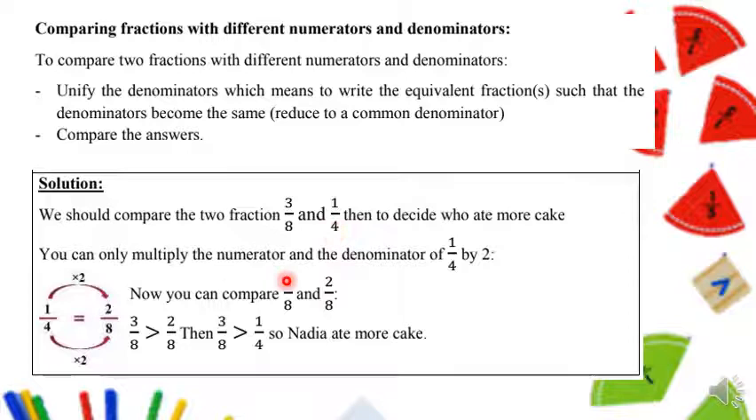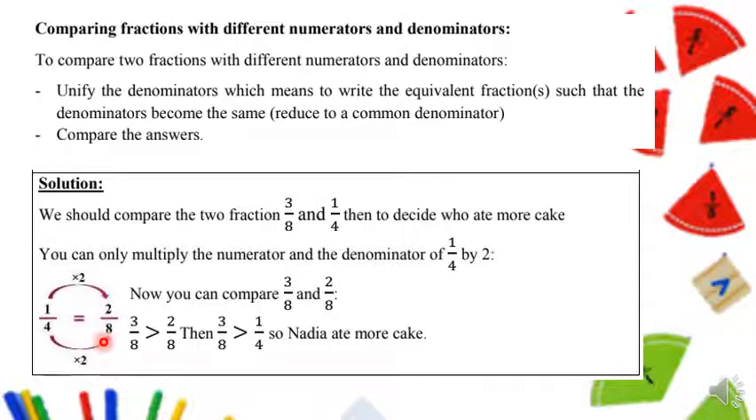So you can multiply the numerator and the denominator of this fraction by 2. Why? Because 8 is a multiple of 4, and if you multiply 4 by 2, finding a new equivalent fraction, you will get the same denominator. So multiply 1 over 4 by the same number, which is 2. Multiply the numerator by 2 and the denominator by 2, you will get 2 over 8.